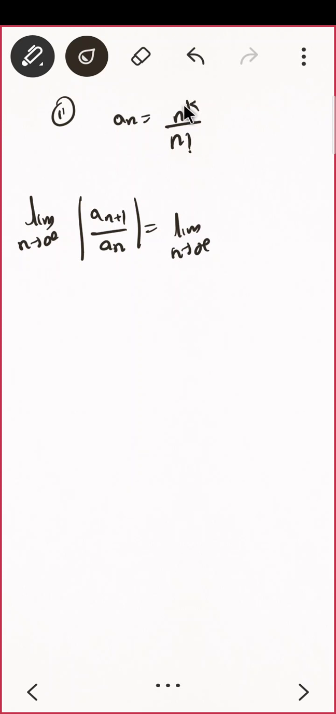So let us use limit n tending to infinity a_{n+1} upon a_n. So what will this be? Again it is positive, so you didn't have to struggle with mod. So what will come? (n plus 1) raised to k upon (n plus 1) factorial, multiplied by n factorial upon n raised to k, correct? What do you see the limit is?